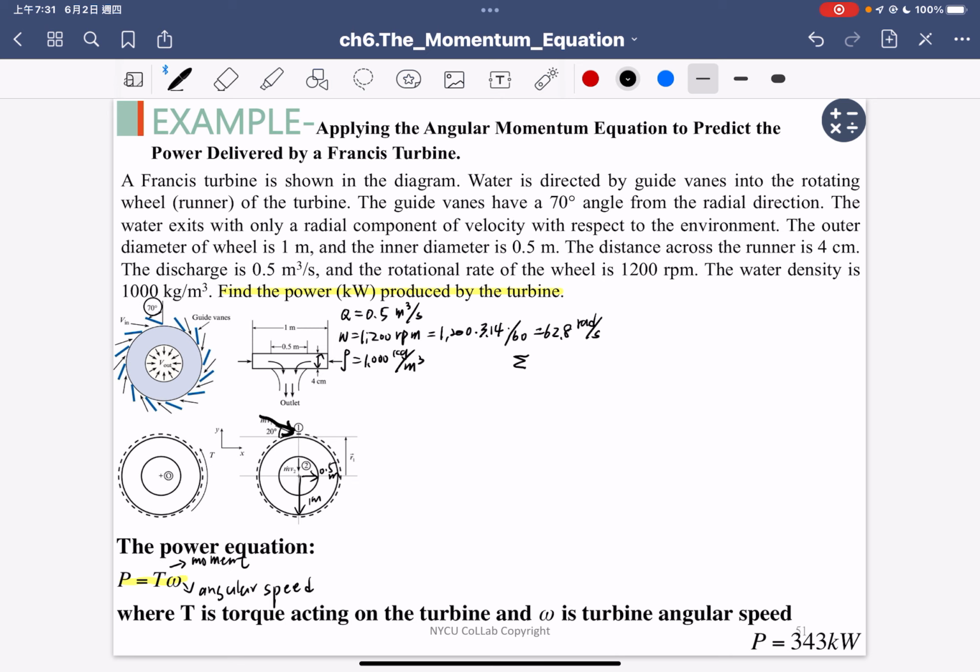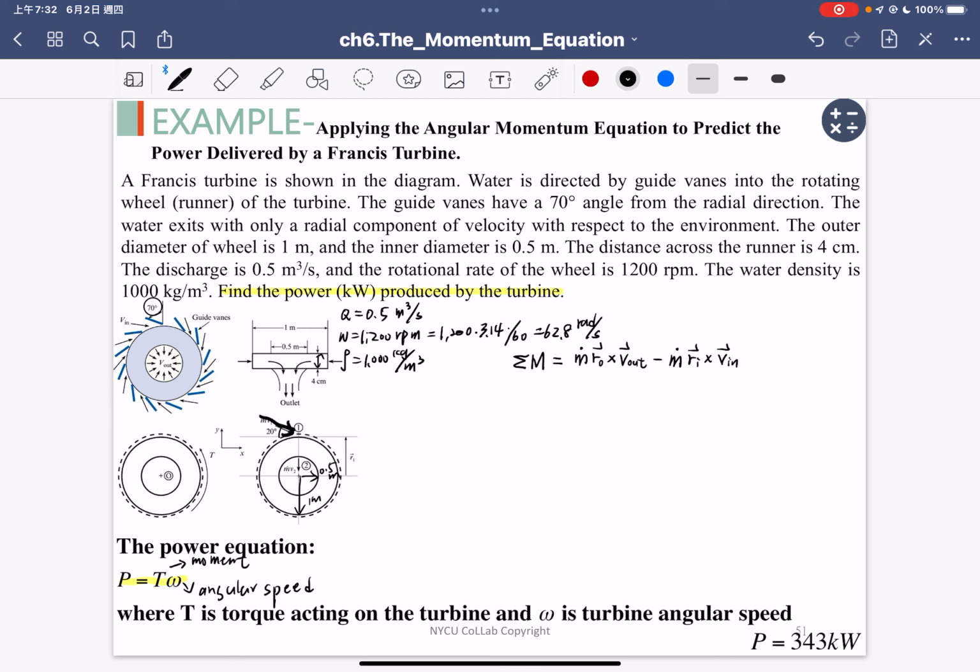Based on the angular momentum equation, we know that the sum of the moments equals the mass flow rate at the outflow, the R of the outflow cross the outflow velocity, and minus the inflow mass flow rate, the R of the inflow, the distance arm, cross the inflow velocity.